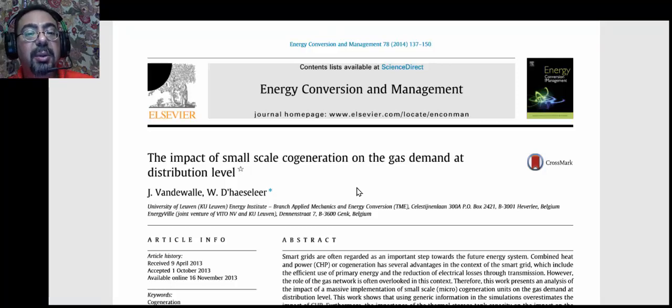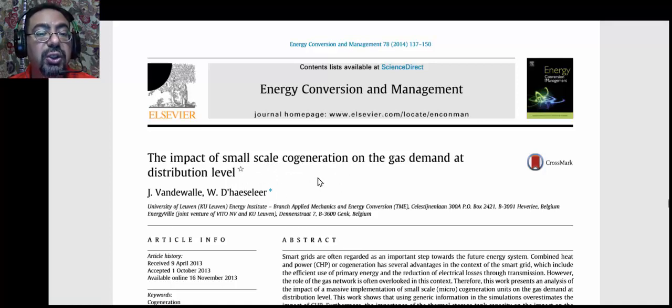And so the Department of Energy realized that this is a great idea, and a few years ago they had this call for proposal, how we can design a very efficient CHP system for a typical household in America. Okay, small scale cogeneration.